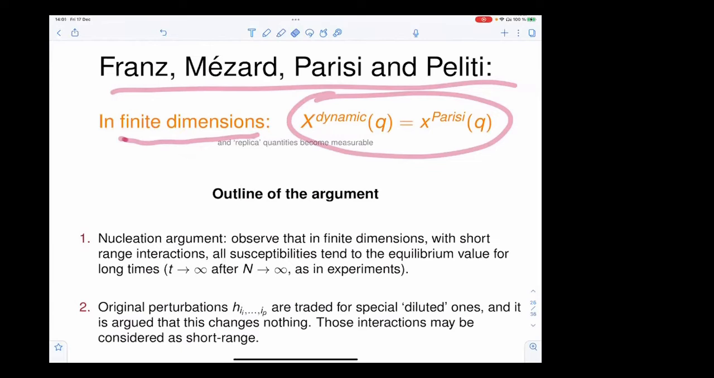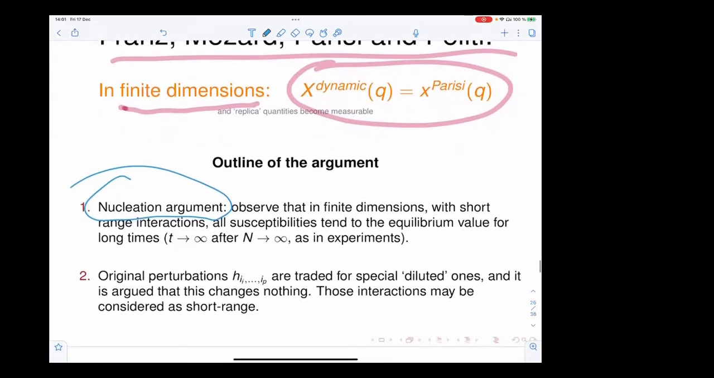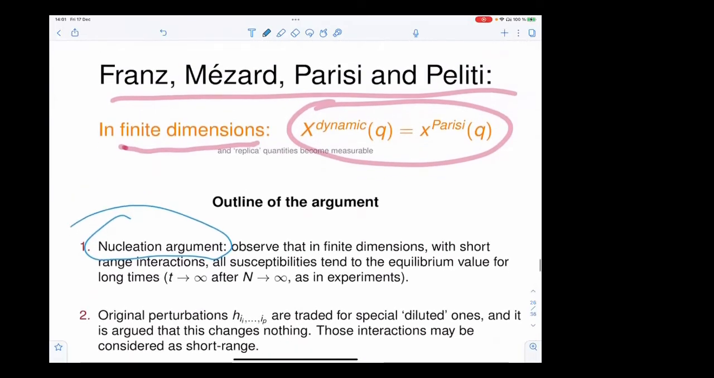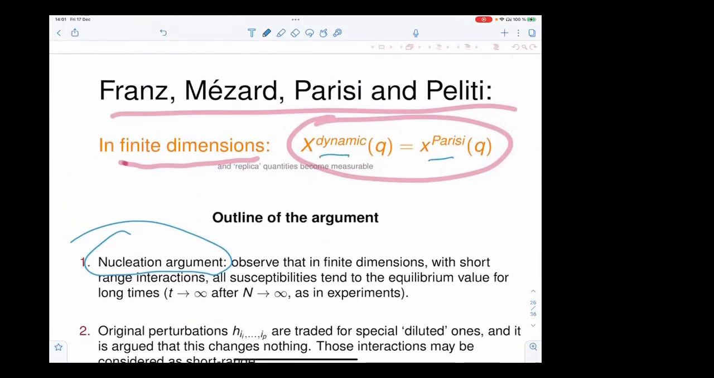The argument, I'm not going to repeat it, but the main point is a nucleation argument. A nucleation argument tells you that at long times, if you are in finite dimensions, locally you cannot be very different from equilibrium. You are out of equilibrium, but still, you cannot have things that are very high metastable states, because there is always a nucleation that would kill those. So with this basic idea and a series of tricks to adjust things, they showed that these two things, dynamics and Parisi, are in a one-to-one correspondence in finite dimensions. This side contains the effective temperature, this one contains the probability distribution of Parisi.